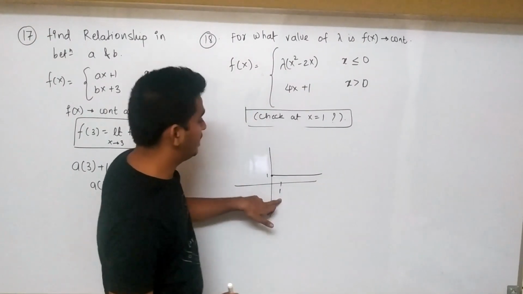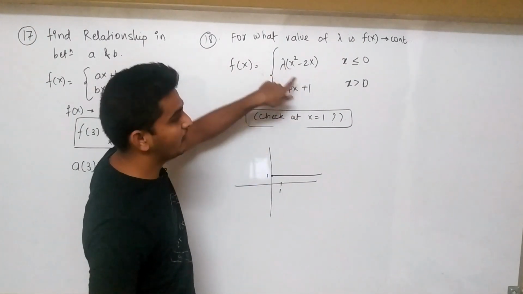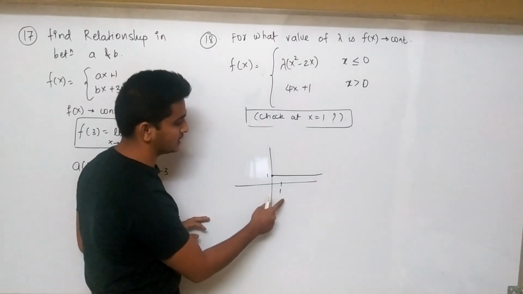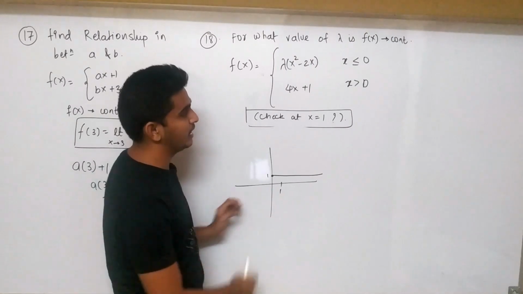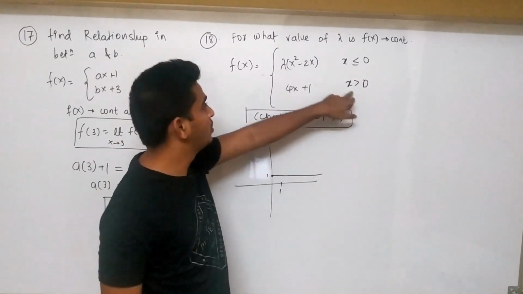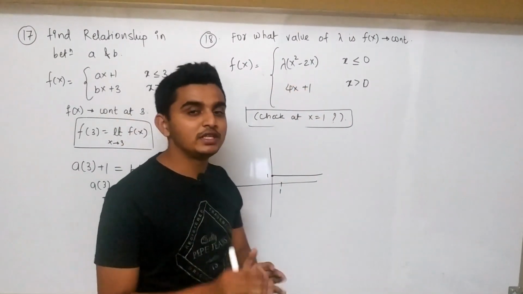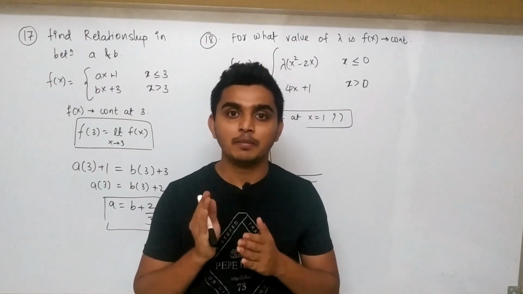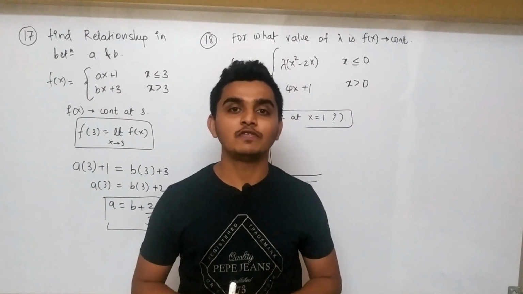And necessarily, the lambda value is not required for this particular function. What it means is, when you apply any value which is greater than 0, then lambda is not required. So in this case, we can say that at x equals 1, the function is continuous, for any real value of lambda.